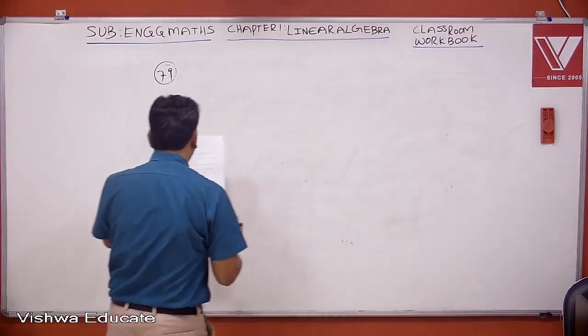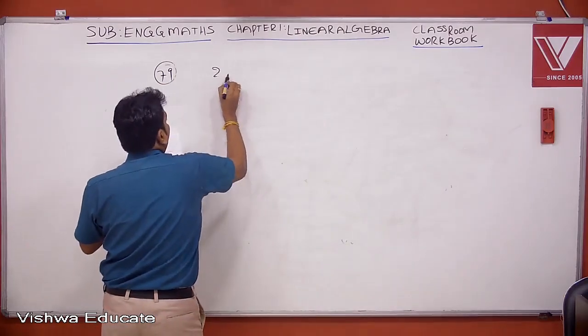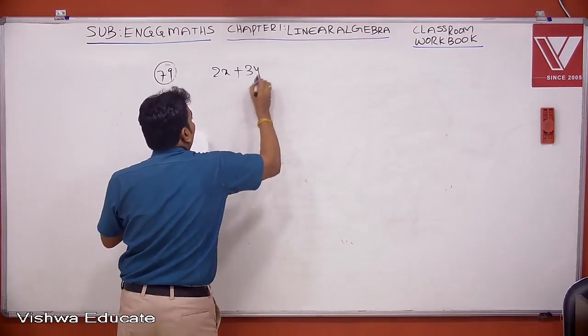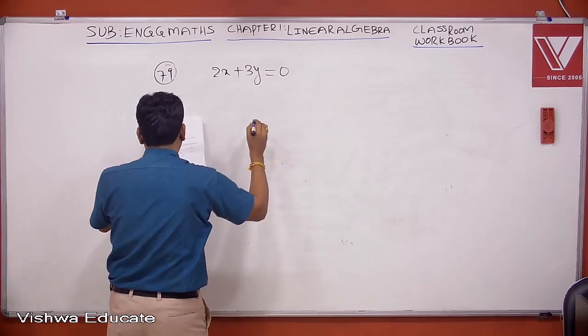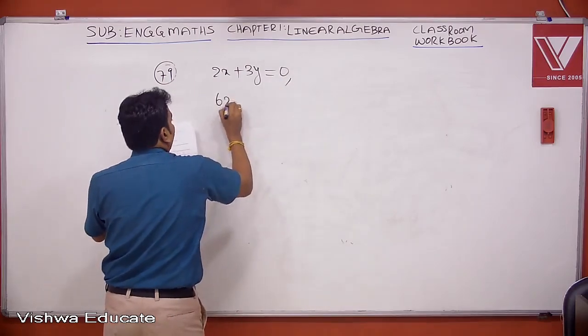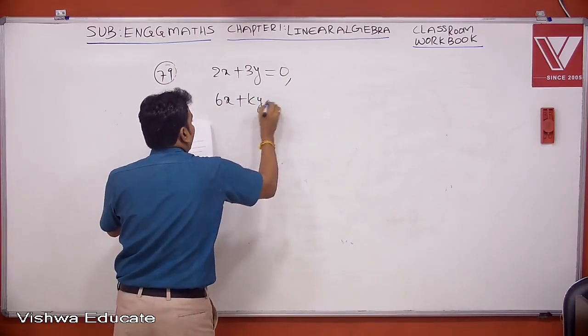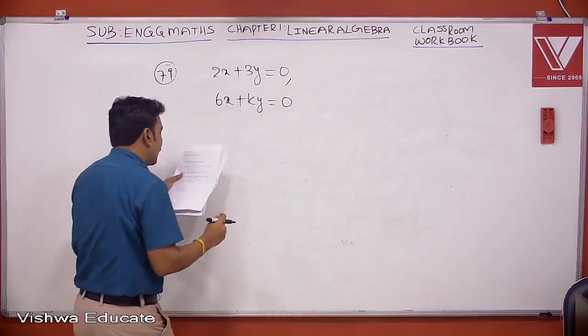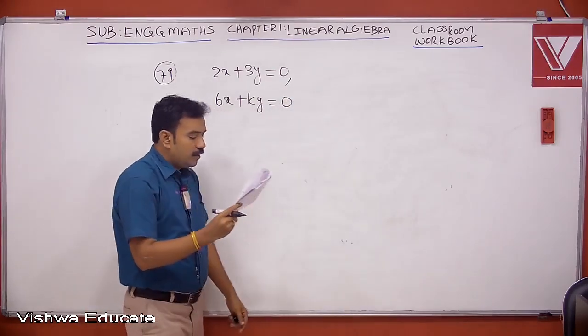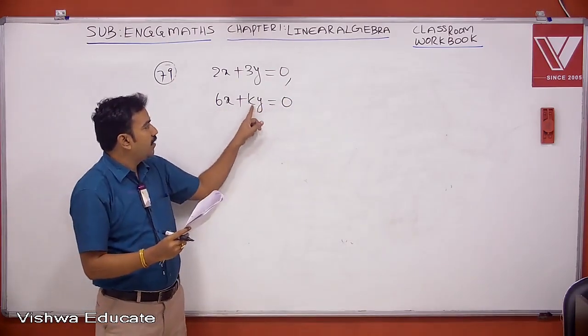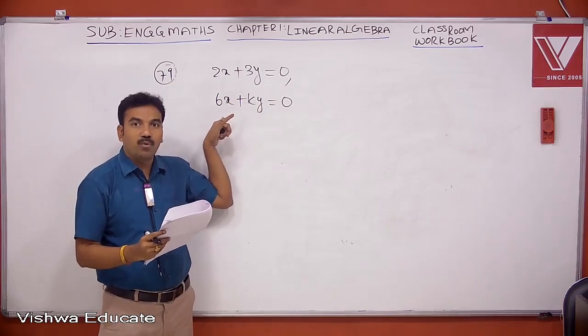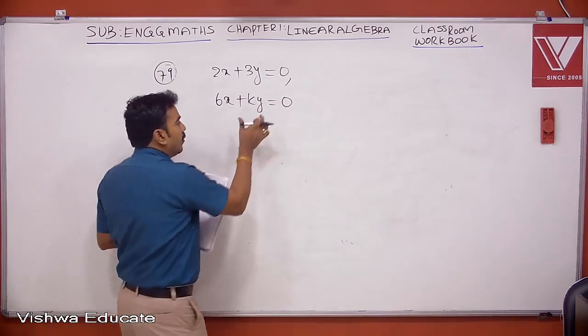So what is the value of k for which the equations 2x + 3y = 0, 6x + ky = 0 have a non-trivial solution? So we need to find the value of k for which these two equations have a non-trivial solution.